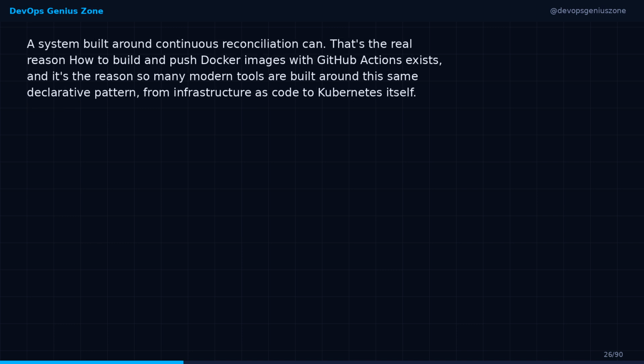That's the real reason how to build and push Docker images with GitHub Actions exists, and it's the reason so many modern tools are built around this same declarative pattern, from infrastructure as code to Kubernetes itself. Getting started the right way matters more than most engineers realize.